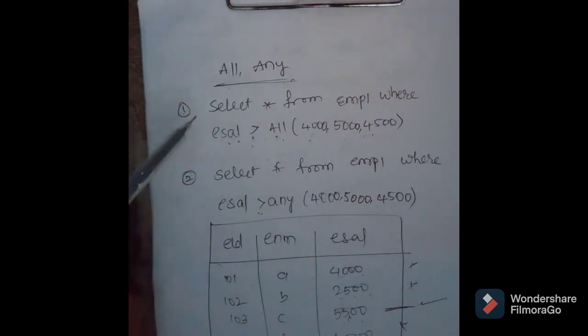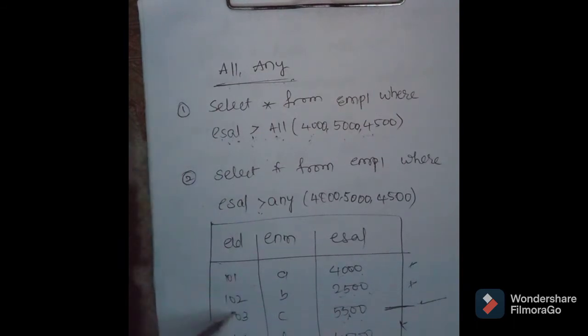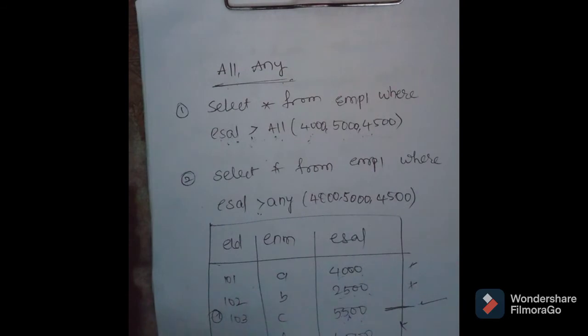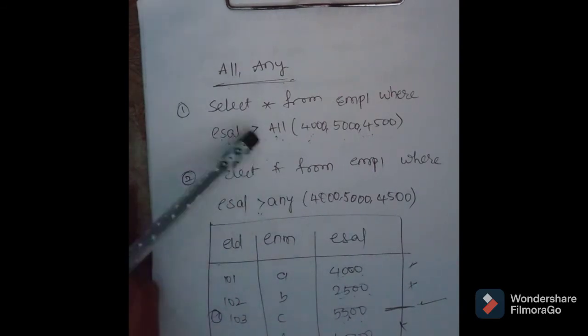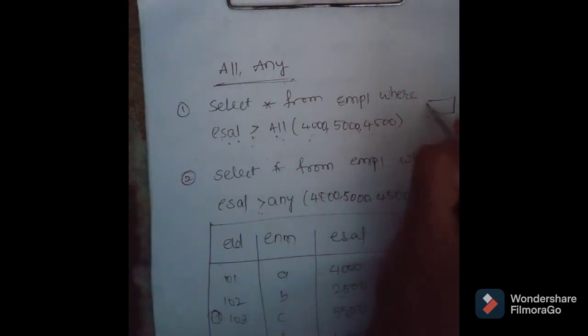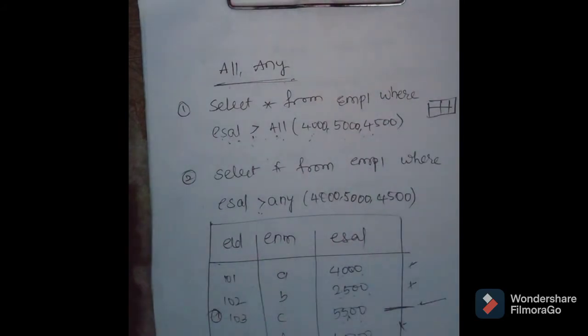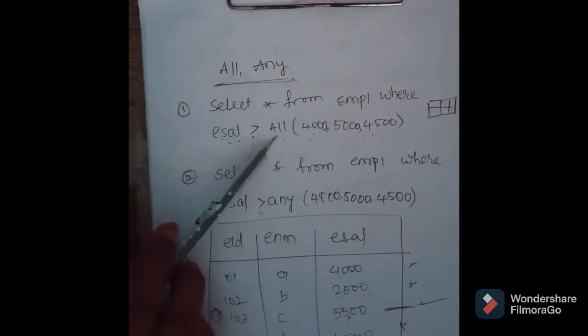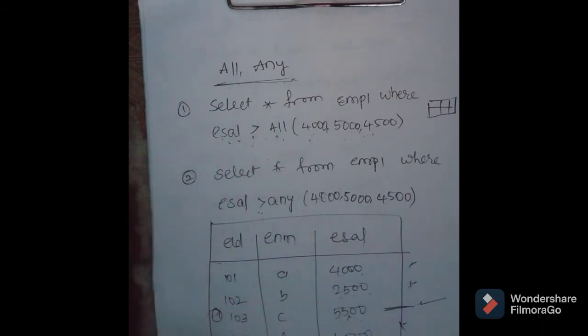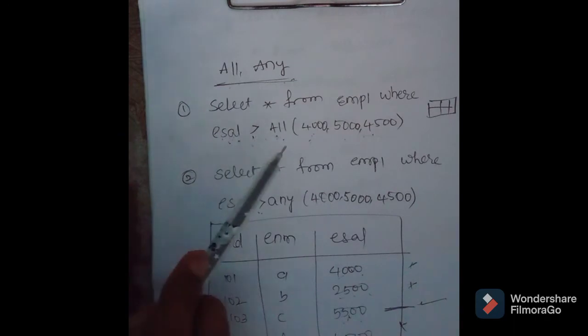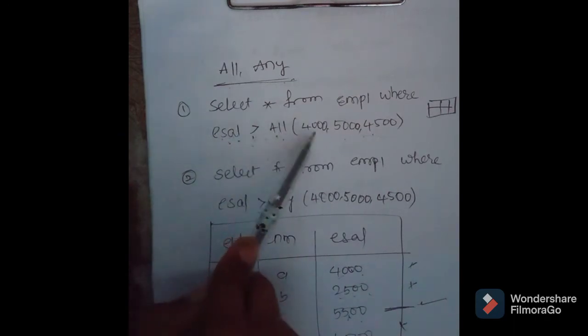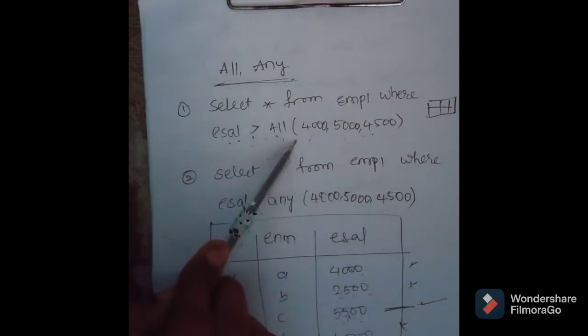If you execute this query on this table, how many rows will you get? This is one row, this is the second row. So this query will have only 2 rows in the result table. Clear? That means ALL means that the column values you are taking here must be greater than all the values you specified here. Clear?